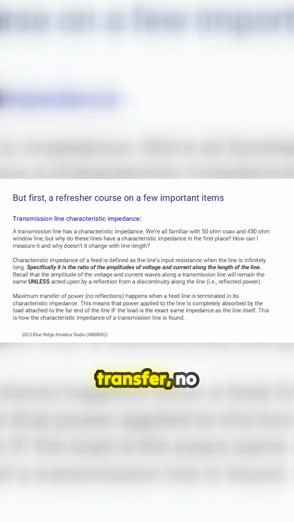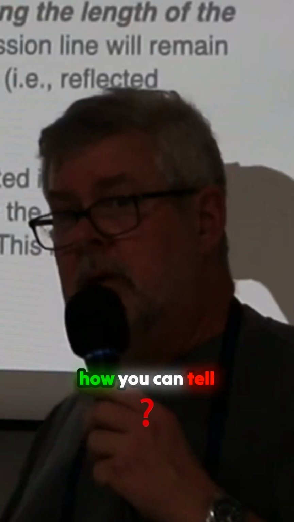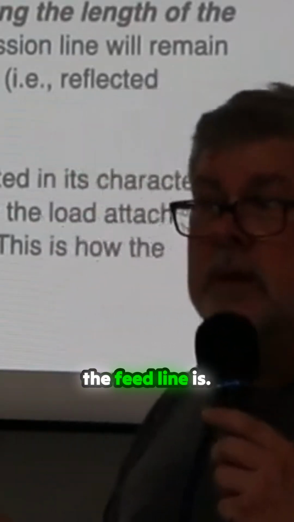Maximum power transfer, no reflections, happens when a feed line is terminated in its characteristic impedance. This means that power applied to the line is completely absorbed by the load attached to the far end of the line if the load is the exact same impedance of the line itself. So basically, this is how you can tell what the characteristic impedance of the feed line is.